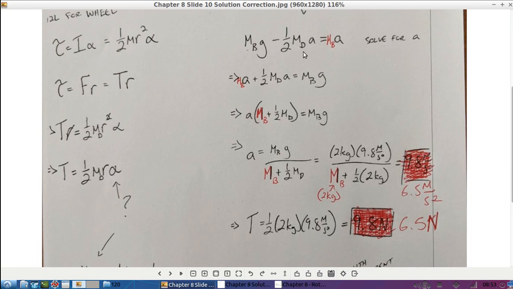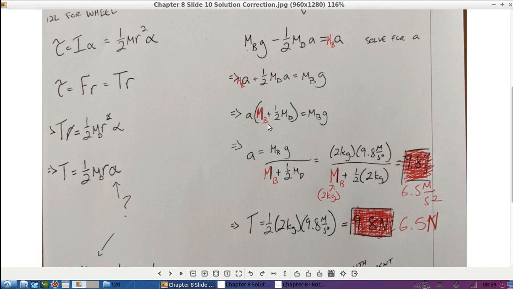I'm going to add this term to both sides and get all the terms with A in them on one side of the equation. So I've got the mass of the bucket times A plus 1/2 the mass of the disk times A is equal to the mass of the bucket times the acceleration due to gravity. I have the masses for the bucket and the disk, and I know the acceleration due to gravity. Now it's just algebra time, solving for A. Both of these terms have A in them, so I can factor them out. In this term I have the mass of the bucket plus 1/2 the mass of the disk.